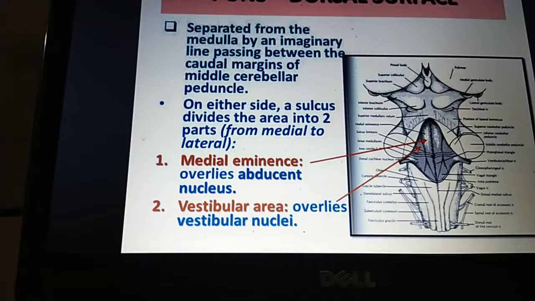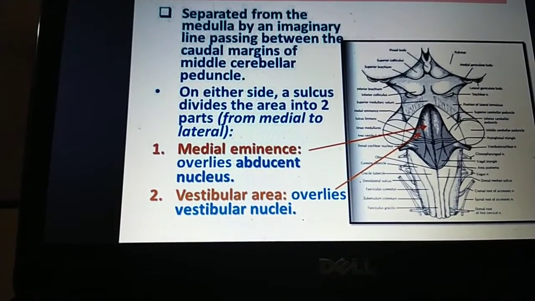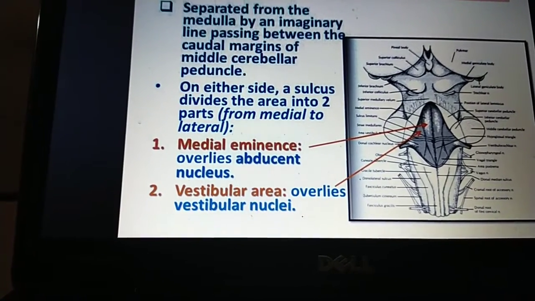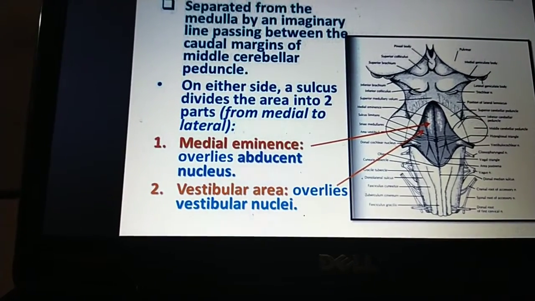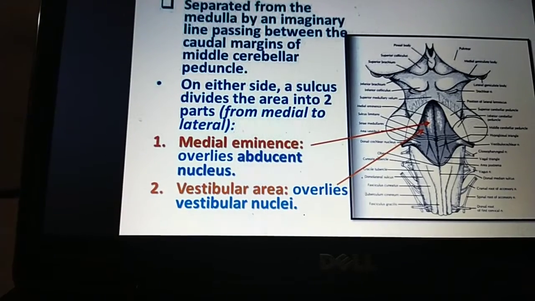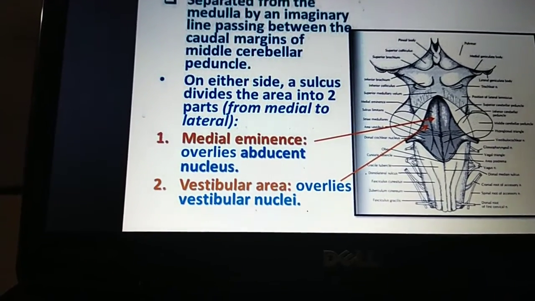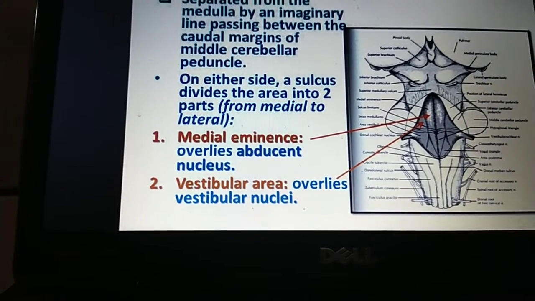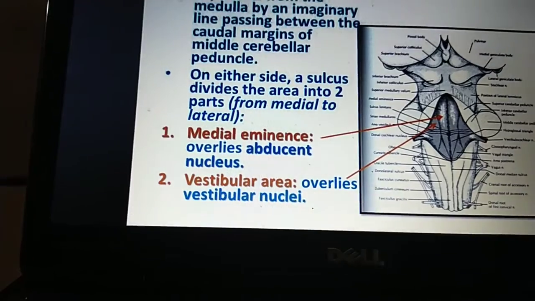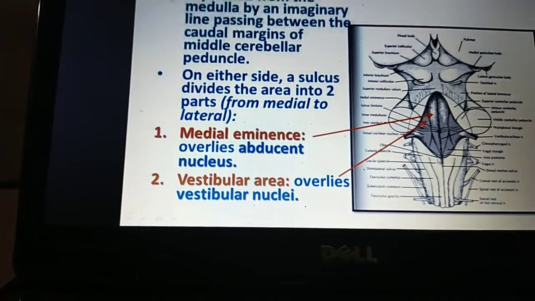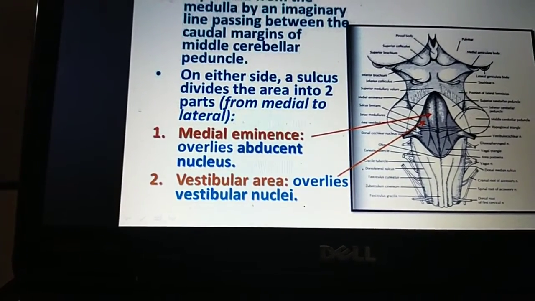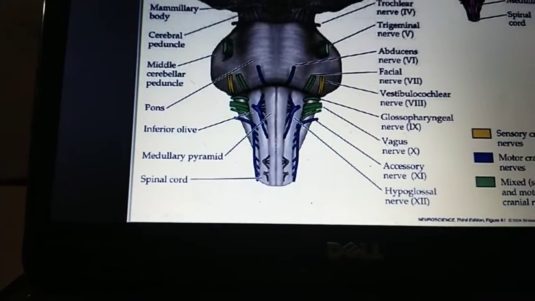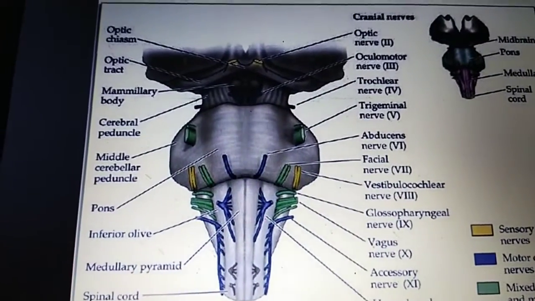The dorsal surface is separated mainly by the ventricle, that is, the fourth ventricle. It is separated from the medulla by imagining a line passing between the caudal margin of the middle and inferior cerebellar peduncles. On either side, a sulcus divides the area into two parts, from medial to lateral. The medial eminence overlies the abducent nucleus, and the vestibular area overlies the vestibular nuclei. We can go for the next slide.